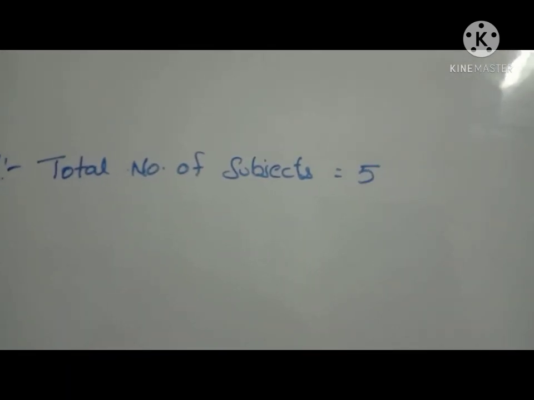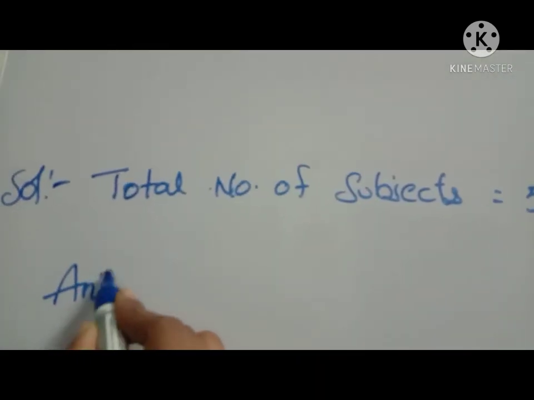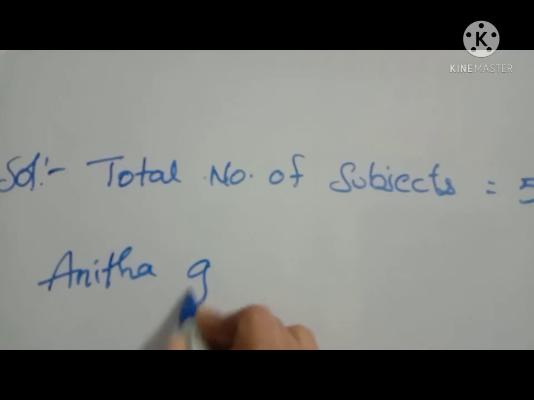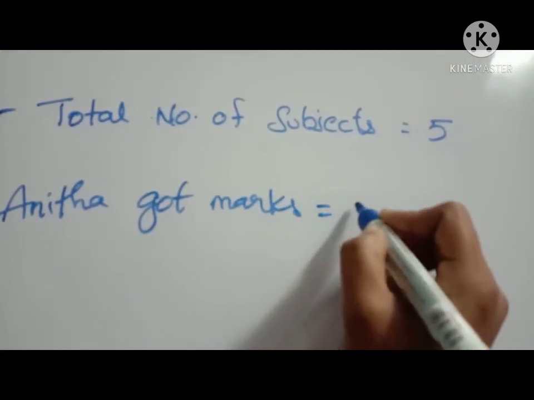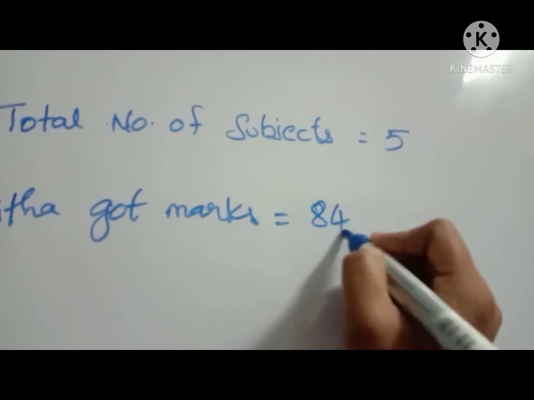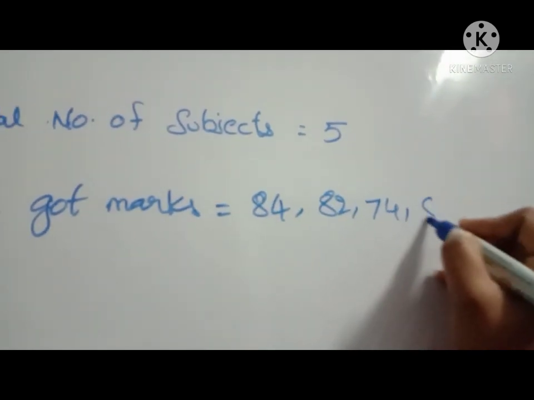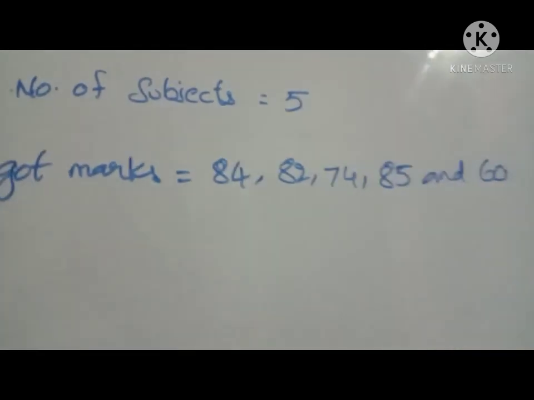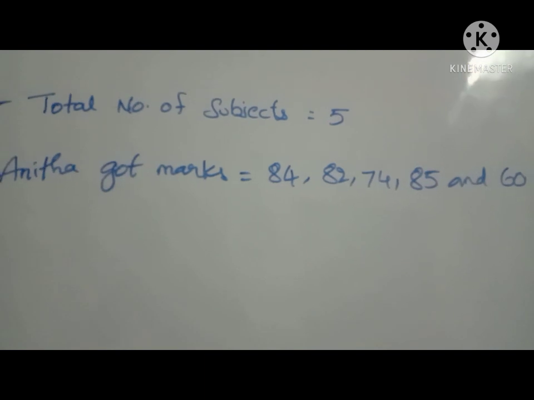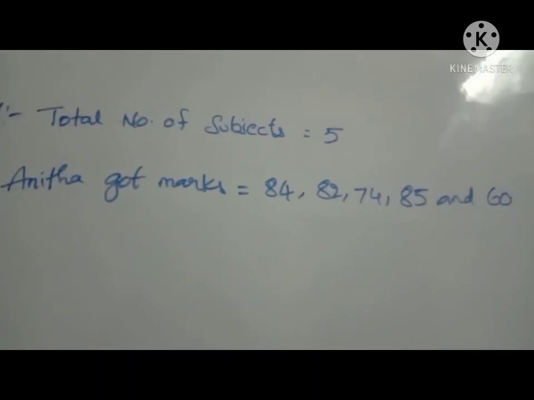Anita got marks. How many marks did Anita get? Anita got marks equal to 84, 82, 74, 85 and 60. These are all the marks Anita got. Again, what do we have to calculate here?